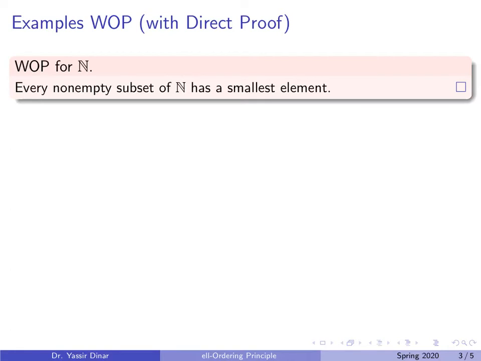Before we speak about examples of how to use the well-ordering principle in proving some statements, we also have a version of the well-ordering principle for natural numbers. It says that every non-empty subset of the natural numbers has the smallest element. This is simpler than the well-ordering principle for integers, because the set here is a subset of natural numbers. That means it is already bounded from below by 0.